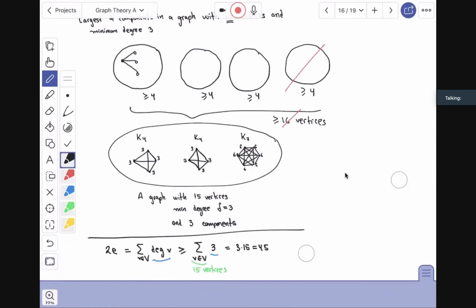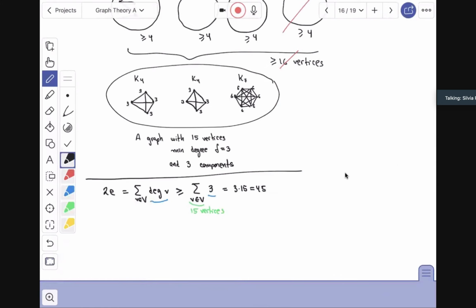So what we get is that if I divide by 2 on both sides, it just tells me that the number of edges is at least this. So this is 22.5. So E is greater than or equal to that. It cannot be 22.5. It has to be an integer, so it has to be at least 23 edges. This doesn't tell me anything about the components. That's the issue. So for this problem, it doesn't help me.